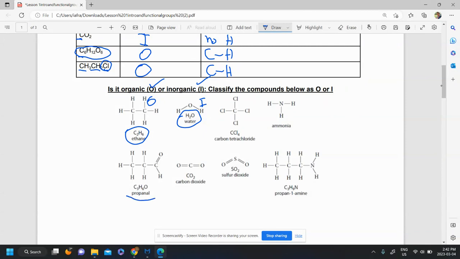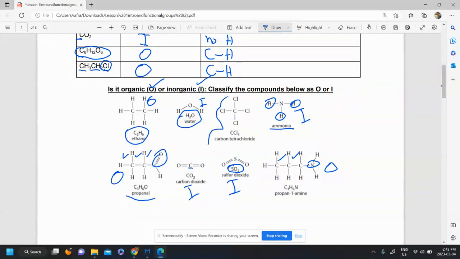Propanal has a bunch of CH bonds plus this interesting little group here, but that's okay. A bunch of CH bonds, so that's organic. CO2 does have C, but there are no H's, so inorganic. SO2, sulfur dioxide, no C's, no H's. Nice and easy decision, inorganic. Propan-1-amine has a whole bunch of C's and H's, and an N over here. That's neat. But a whole bunch of C's and H's makes this organic. Ammonia does have H's, but there's no C, so inorganic.